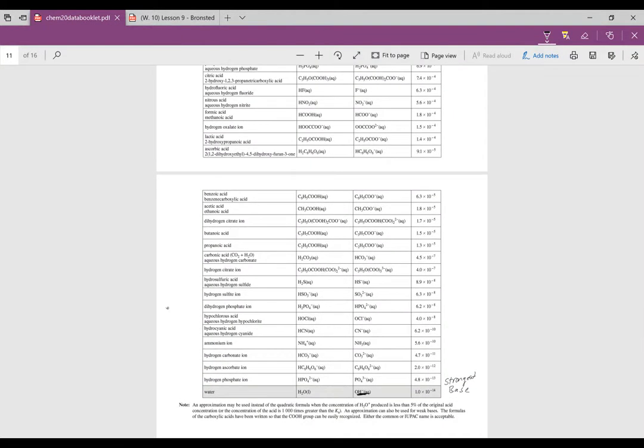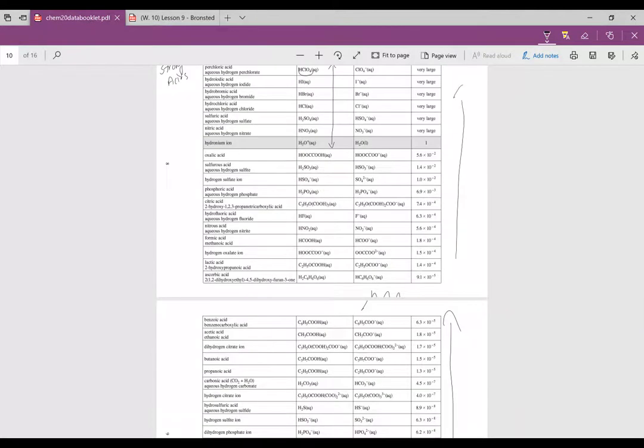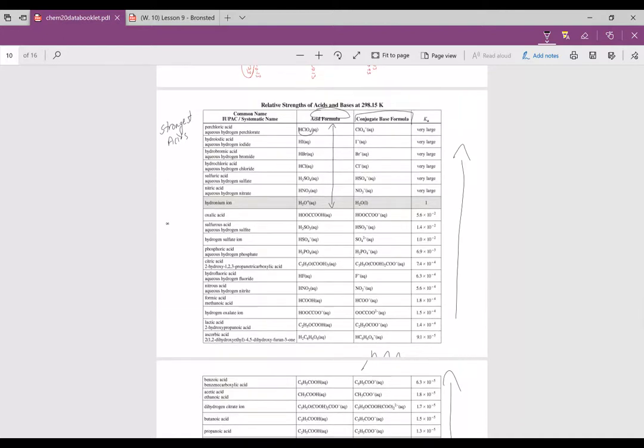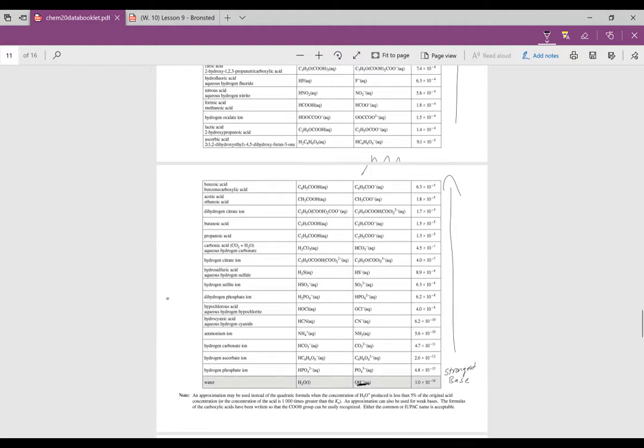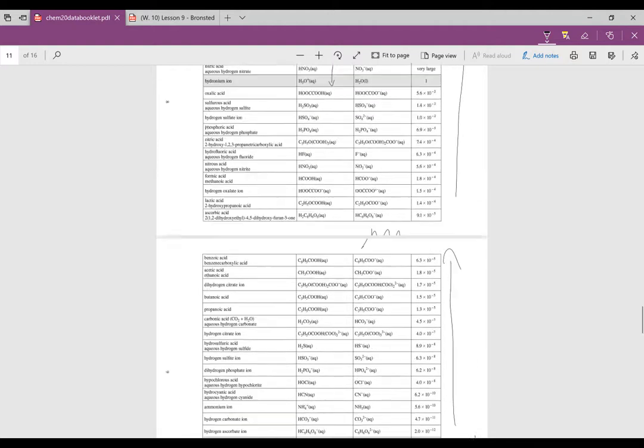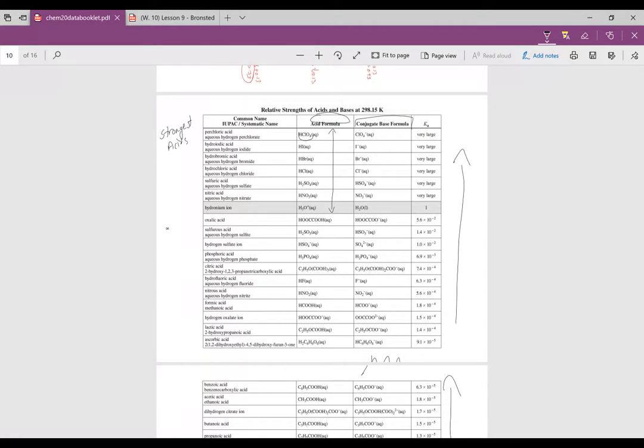Because as we look for our bases, we're going to look on the right side. So on this side, okay? And as we go up, the base gets weaker, okay? Which makes sense because strong acids have weak conjugate bases and vice versa. Strong bases have weak conjugate acids. And this guy here would be our weakest base, okay?